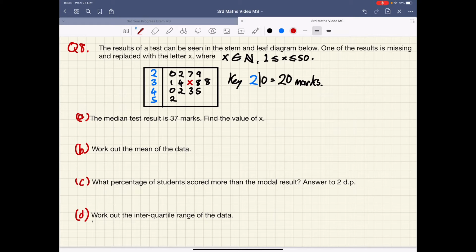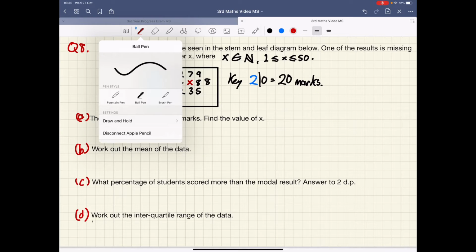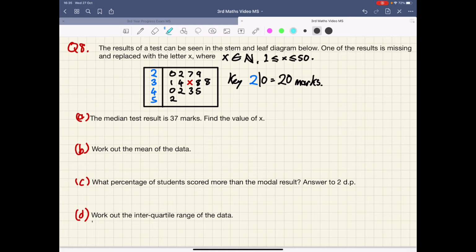The median test result is 37 marks. Find the value of X. So what I'm going to do here is find the median as I normally would. So cross off the lowest, then the highest, next lowest, next highest, and so on. So we have a bit of a problem here because we've got two values. Let's see what we can do here.